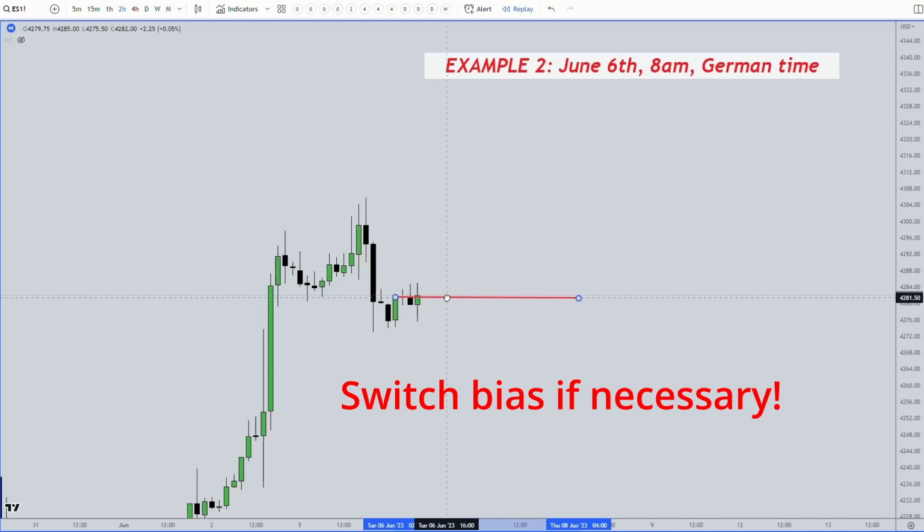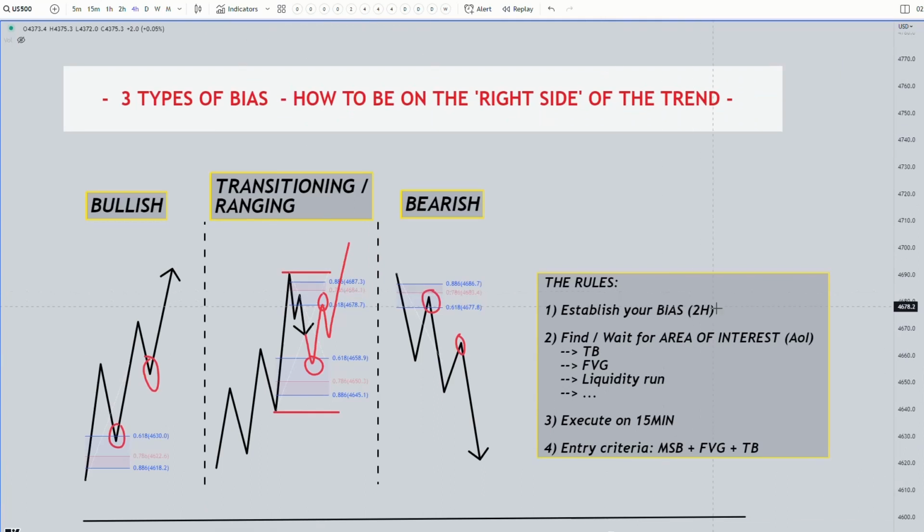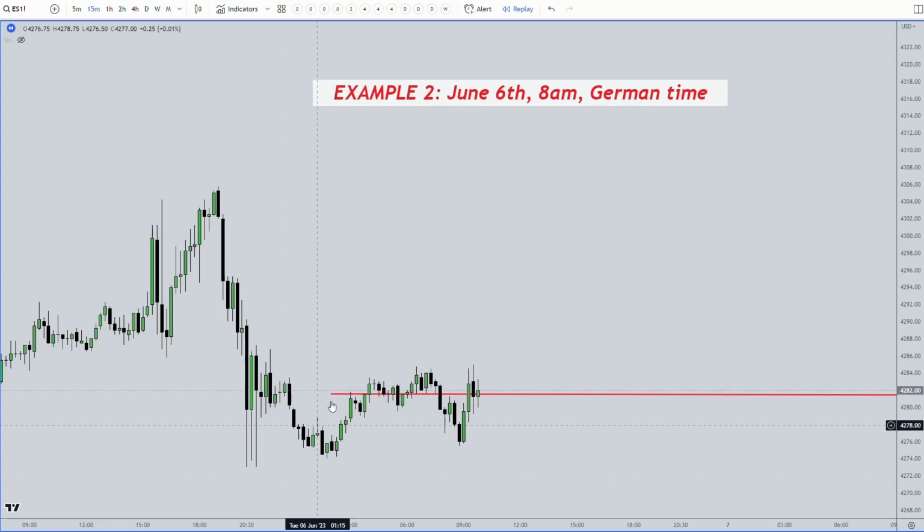All of a sudden, you would have broken the highs and the 2-hour bias would have been bullish for the day. So what next? Bullish bias means find an area of interest and then on your entry time frame, wait for a potential entry. On the 15 minutes, you nonetheless would have been cautious.